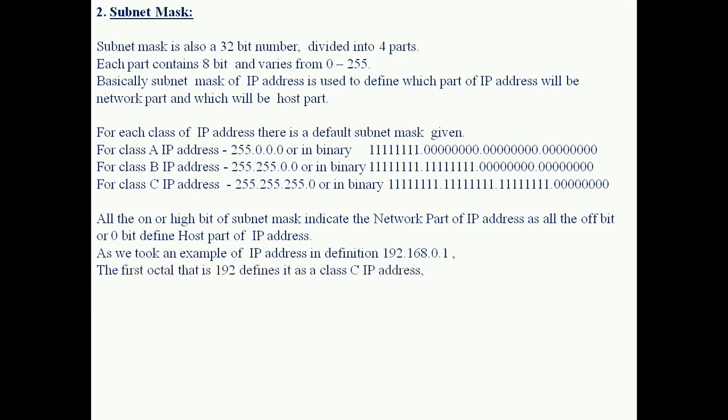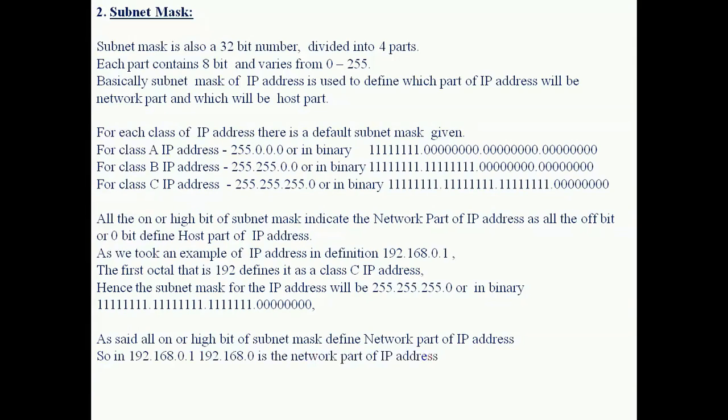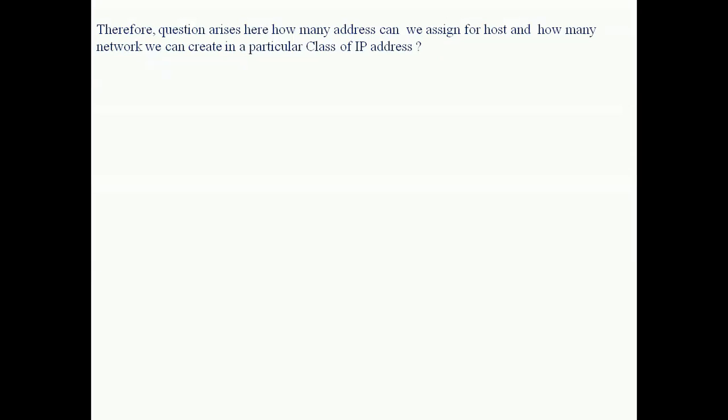the first octet of IP address, 192, defines that it's a class C IP address. Hence, the subnet mask for the IP address will be 255.255.255.0, or in binary, first 24 bits will be high bits and the rest 8 bits will be low bits. As said, all on or high bits of subnet mask define the network part of IP address. So in 192.168.0.1, 192.168.0 is the network part of IP address, and the last octet 0 is the host part of IP address.